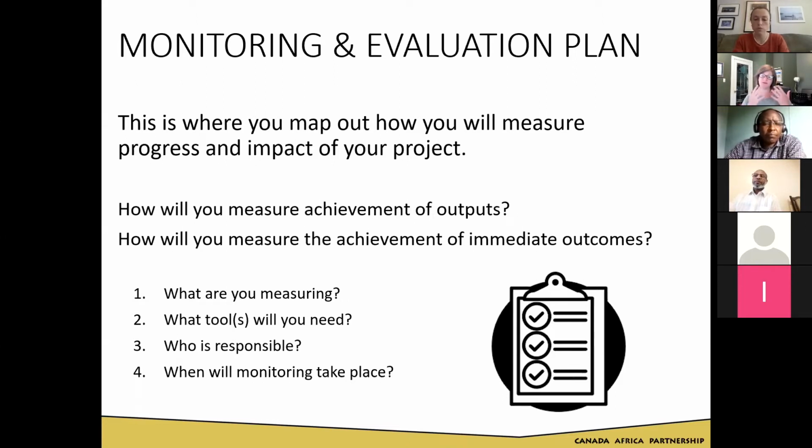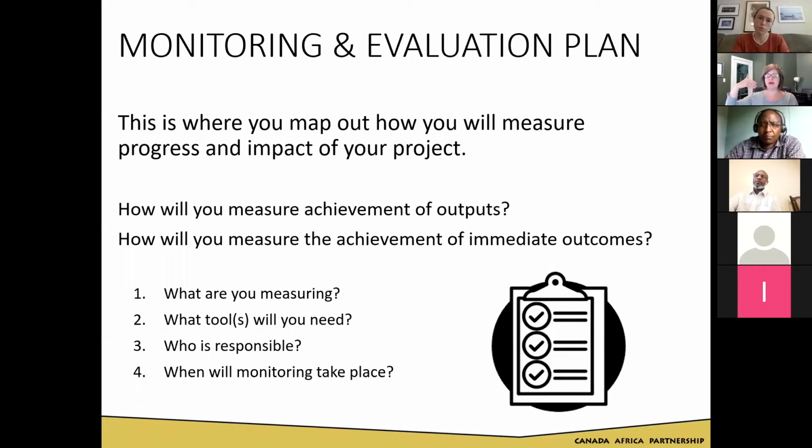It also maps out some targets. So what are you hoping to see that you can measure yourself against? What tools will you need to be able to do that monitoring work? Who will be responsible for it? When will it take place? And then also, I think key, who will you be reporting to?